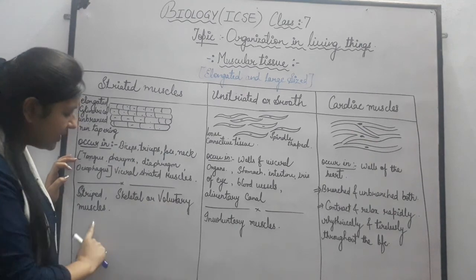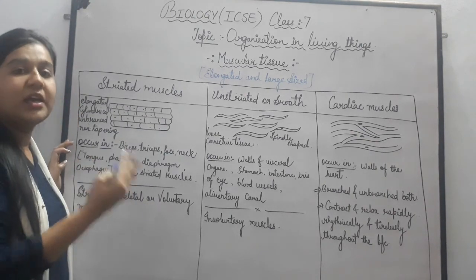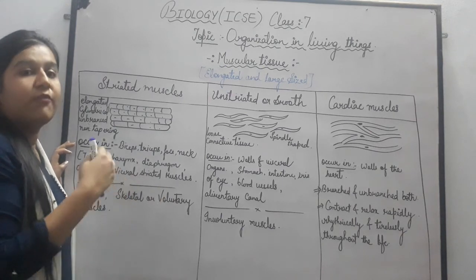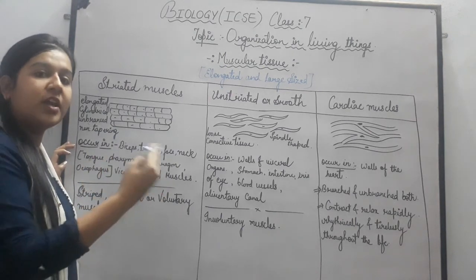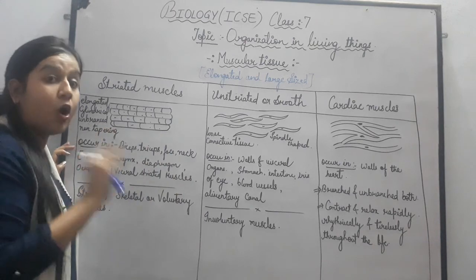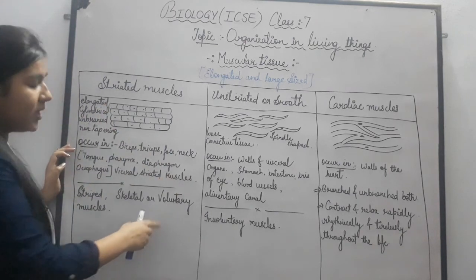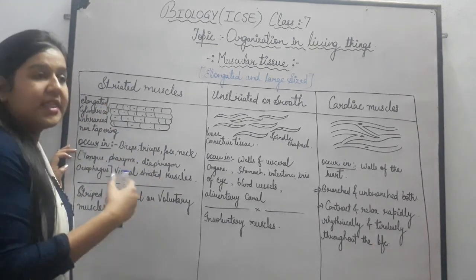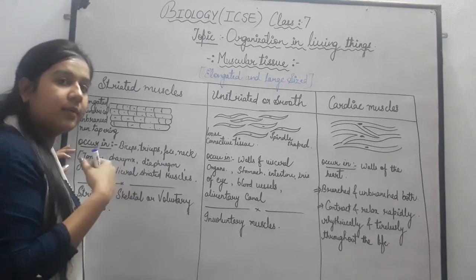And voluntary muscles because they can be controlled by us. If we want to move them, then we can move them. If we don't want to, then we will not move them. Such muscles are known as voluntary muscles, which are controlled by will.